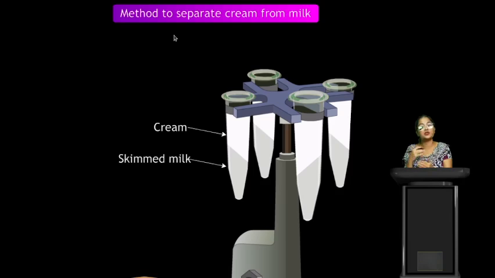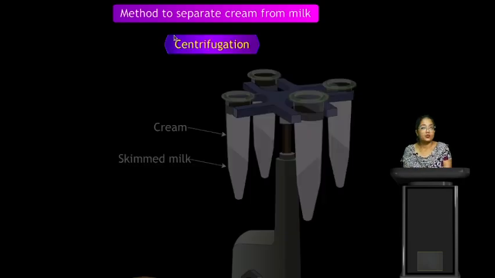So these are the other components of milk, just being separated. How? From the centrifugal machine, and because of the centrifugal force that has been applied. Two layers form: the cream layer, and the second layer is called skimmed milk. Okay. So this method is called the centrifugation method.